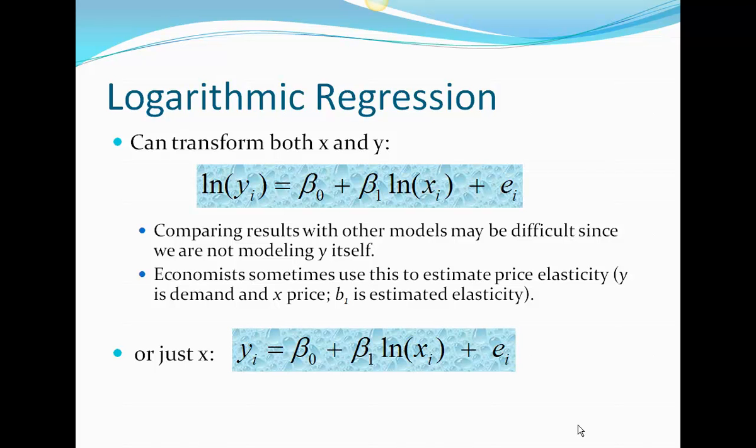Okay, logarithmic transformations. There are three different types we can do. We can transform just x, transform just y, or transform both. So again, the first step is going to be to do your scatter plot and see what sort of relationship exists. In this first example, we transform both x and y. In the second model you see on that slide, we transform just x. You can also transform just y.